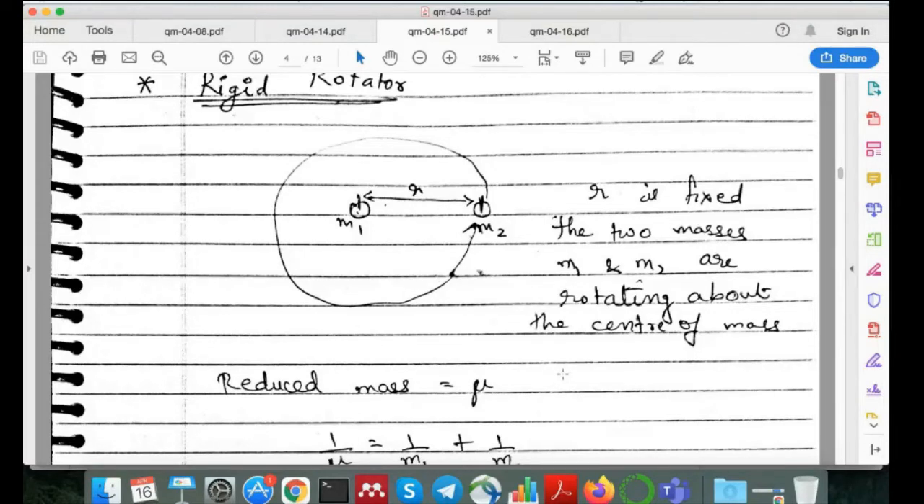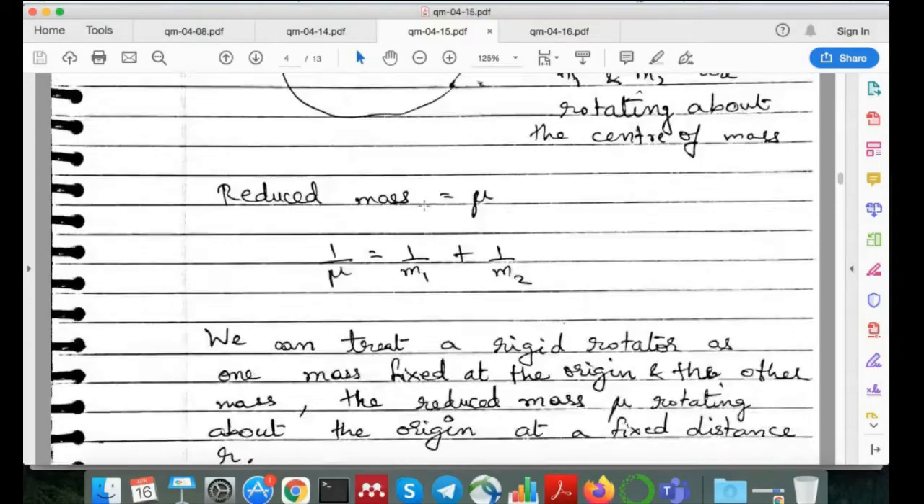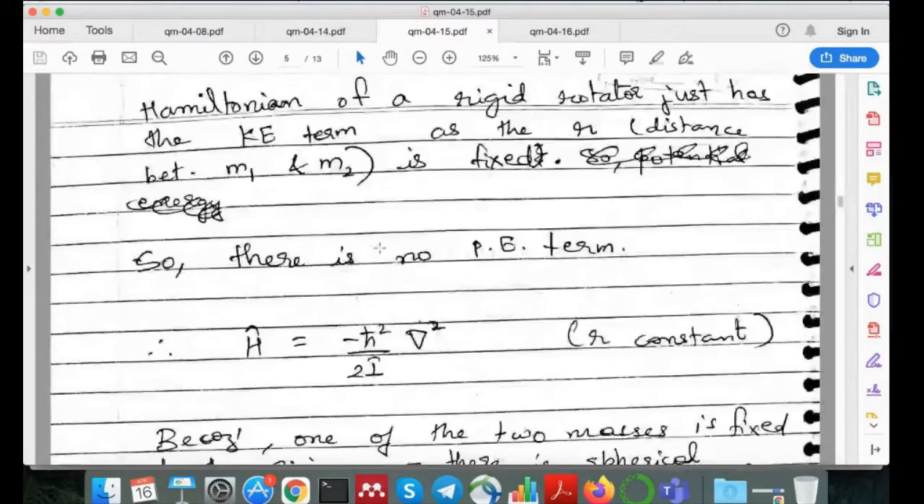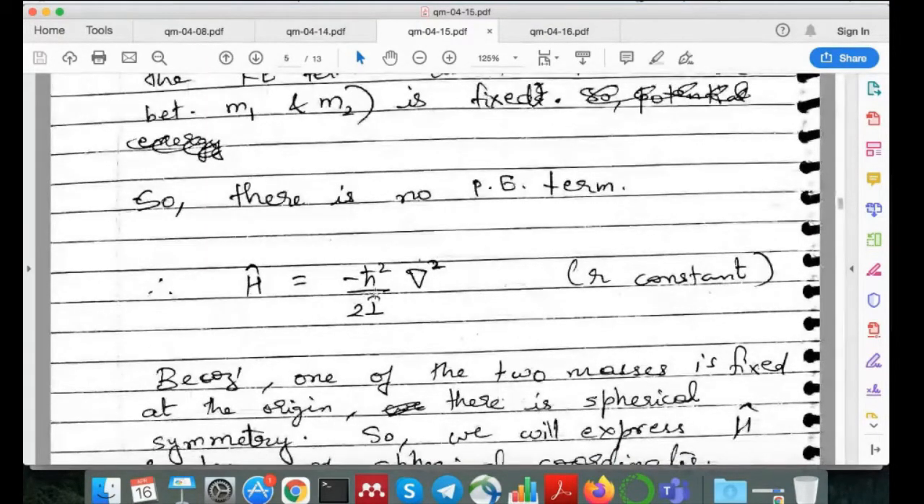Okay, so if r is fixed and M1 and M2 are the two masses, then there is only kinetic energy, because M2 is doing a rotation about M1 if M1 is kept at the origin. In that case, there is only this rotational kinetic energy in the Hamiltonian, and there is no potential energy because r is fixed. So in the Hamiltonian, you're going to have only the kinetic energy part, which is this part.